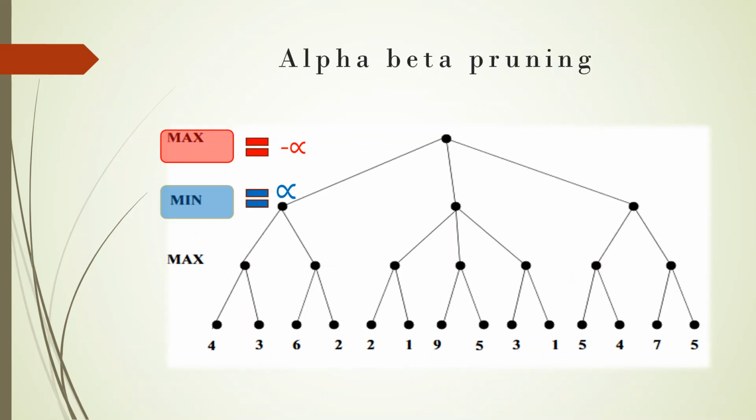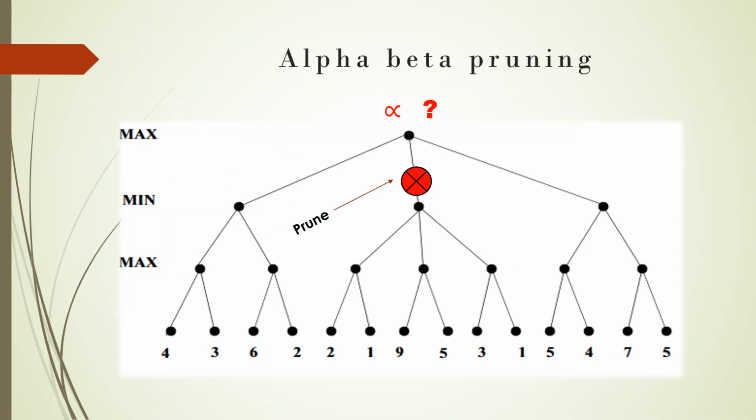Here max is equal to negative infinity. Max will have this value initially because negative infinity is the worst case for max. Now min will have a value equal to positive infinity. Now we have to understand why max has negative infinity: because max tries to get the maximum value on the board, so minus infinity is the worst case for max. Min tries to get the minimum value on the board, so positive infinity is the worst case for min.